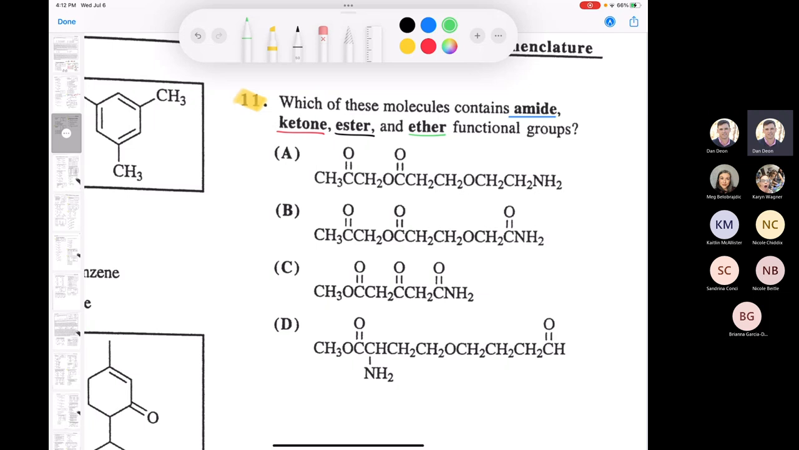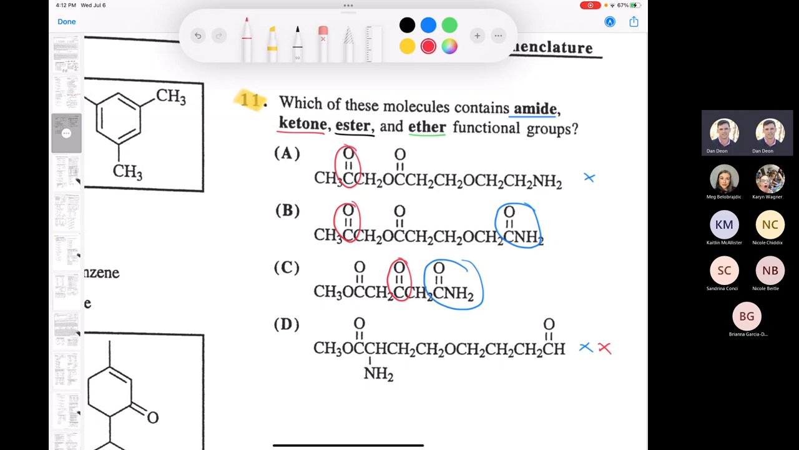If we look for ketones, or maybe we'll start with amides. If you look for an amide, you can see that there's no amide in A. We have an amide in B. We have an amide in C. And there's no amide in D. Then if we look for ketones, we have a ketone in A, a ketone in B, a ketone in C, and there's no ketone in D. So we've eliminated two of them already.